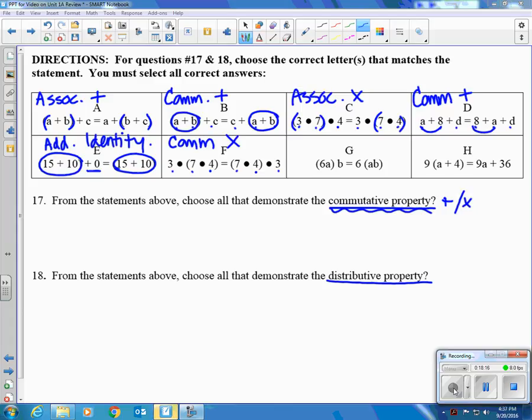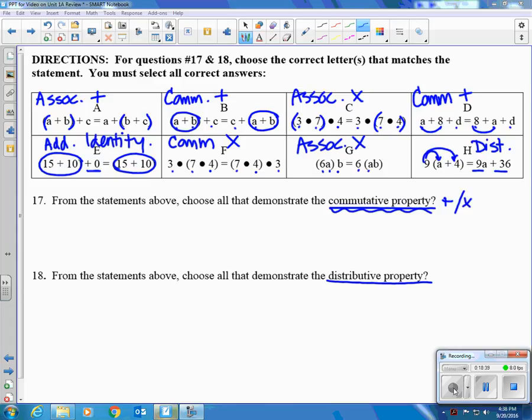For G, I have 6AB and I have 6AB, but it's grouped differently. So this is my associative property of multiplication. The last one here, this one is distributive. 9 went to A, and then 9 went to 4. So it became 9A plus 36. This is the distributive property.